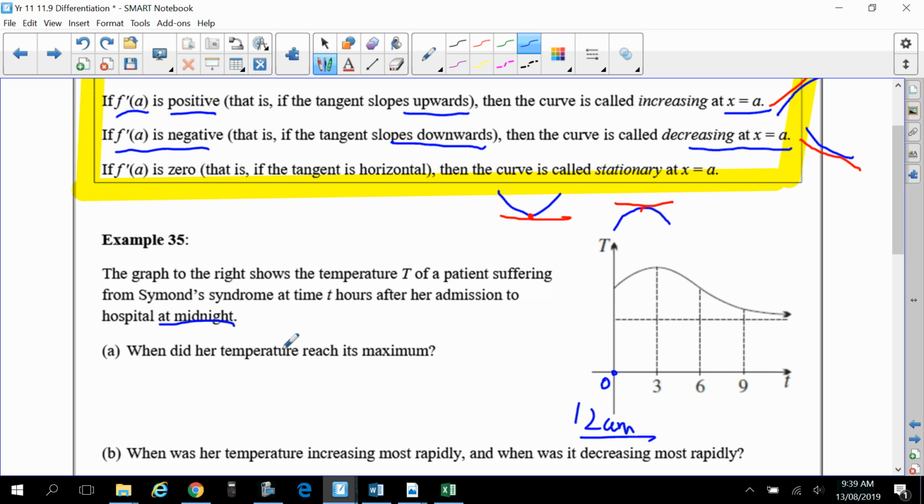When did her temperature reach its maximum? That will be at 3 a.m., right?